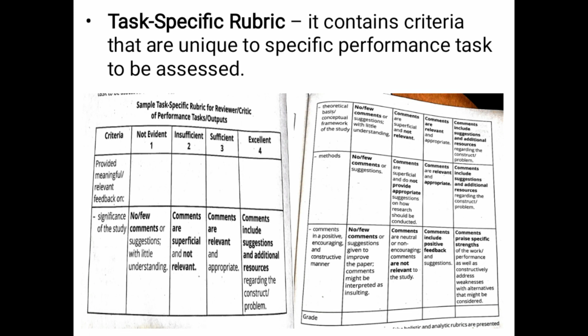For example, a rubric can only be used for oral presentation and another rubric is applicable for research output. So in other words, task-specific rubric is an opposite of a general or generic rubric. So the attached photo is an example of a task-specific rubric.